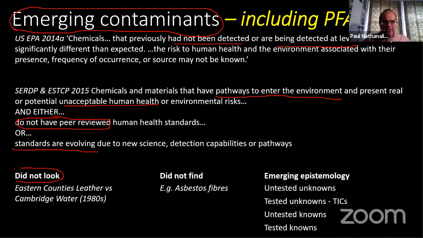Now, in the 1980s, a very famous case where the most important groundwater in England was polluted with chlorinated solvents went to the highest court in the country. And the reason that the lords, the senior judges, gave for not allocating liability was because the consequences could not be foreseen.